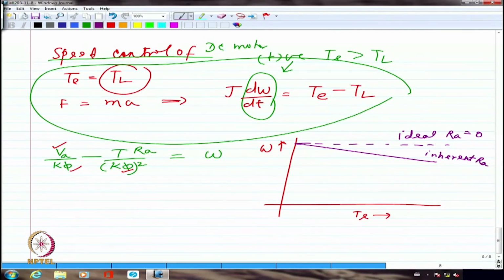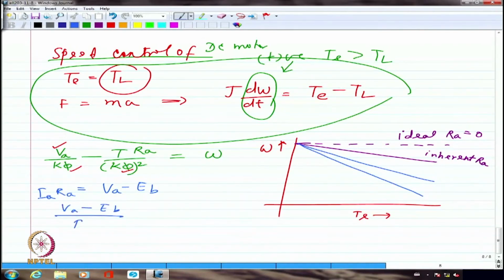If I include more and more armature resistance, this characteristic will very clearly fall steeply, because I am trying to drop a huge amount of voltage in the armature resistance itself. If you may recall, we wrote IA RA equal to VA minus EB. This is how we started the equation. So I should be able to say VA minus EB divided by RA will be equal to IA if I don't include any external resistance.